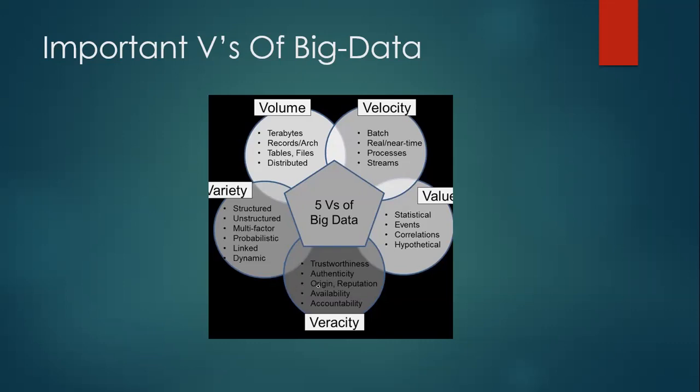We know the origin and what is the value for that particular data, and whatever data we are getting in should have availability and accountability as well. Okay. And the last V is the value. It means whatever data we have consumed, correct? Now we have the data, what should we do with that?